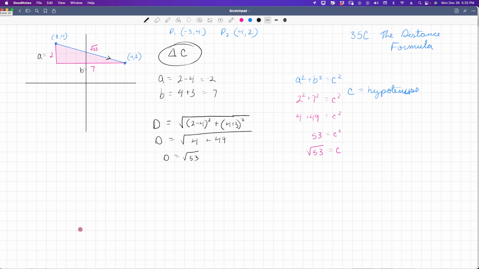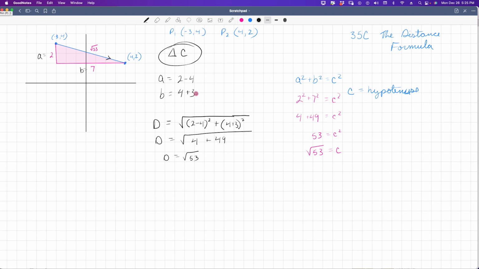Fewer steps. Actually, we had to draw it out and then do this part first to get the legs, then put them in. So we saved a whole bunch of time just by looking at the points, figuring out our A and our B. We didn't even have to solve it, right? We just said, all right, A is going to be, and it doesn't matter.